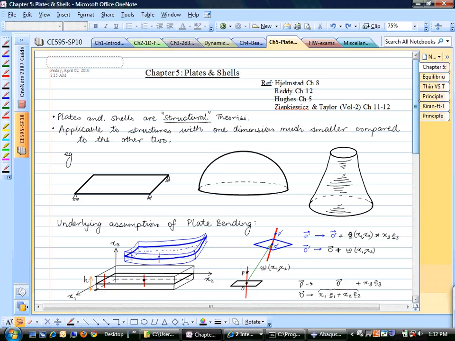So what we'll do today is basically go over a little bit of an overview of plates and shells. It's obviously a very big topic, and it's not really possible to do it in a couple of lectures, but hopefully I'll try to give you some sort of an overview so that later on if you look at it again, you have some idea of what the theory means and how this works. So are there any questions before we begin?